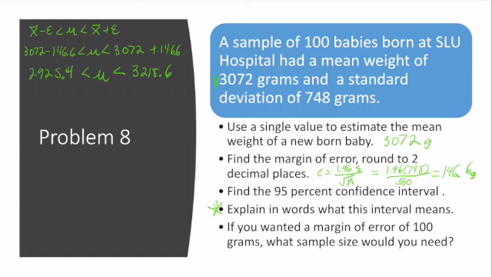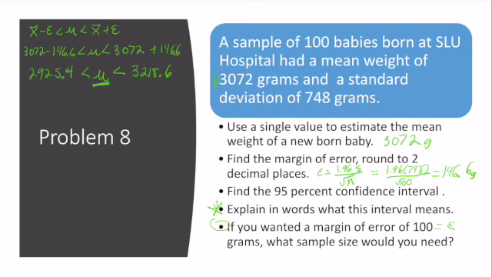So what I've done here is I've constructed a 95% confidence interval. And what does that mean? That means I am 95% confident that the true population mean lies in between the values of 2,925.4 and 3,218.6. Okay? Last thing I want us to do is, if I wanted a margin of error size, so if I wanted this to be my error size, what sample would I need?